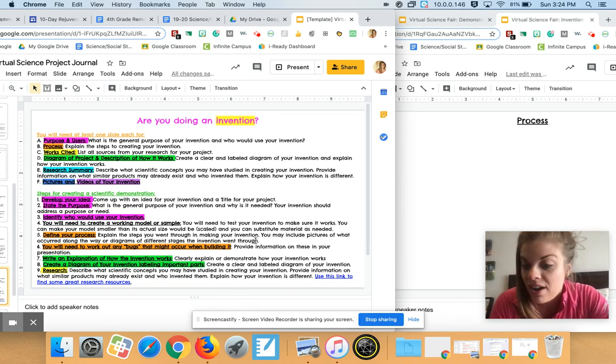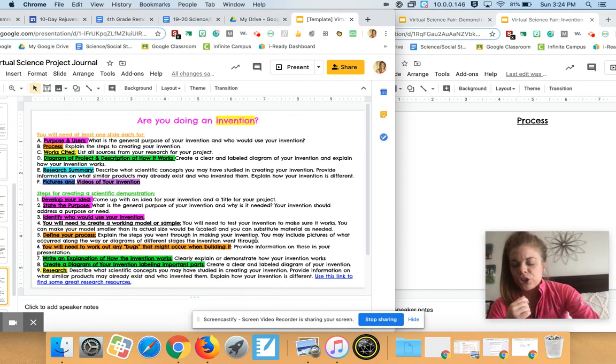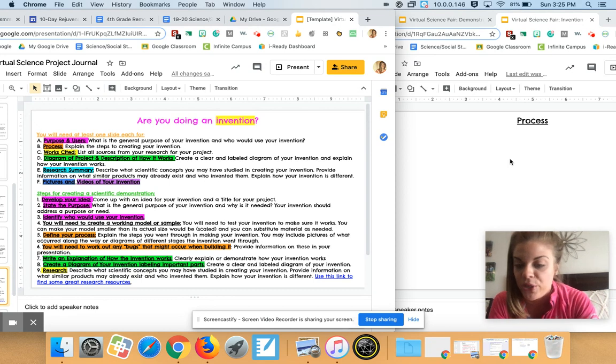This kind of reminds me a lot of the design thinking process we did with Mrs. Harmon. And when we did our natural disaster structures, you had to really brainstorm and research the best topic or the best way to build your design. So this is kind of very similar to that project, okay? You can include pictures here of what occurred along the way. So maybe your first prototype was a complete fail. Okay, that's okay. Make sure you list that here because we want to see the whole process of what you came up with your invention.